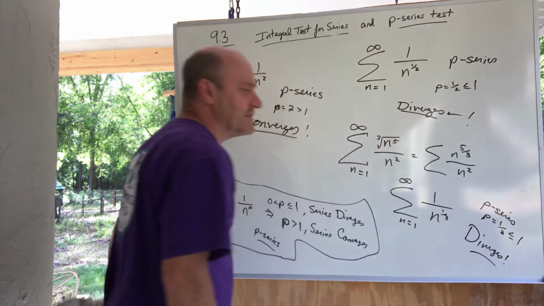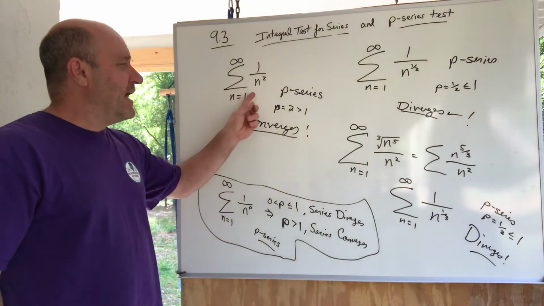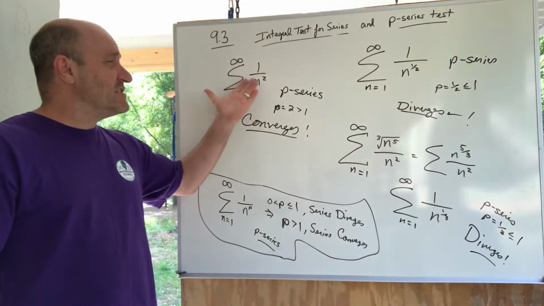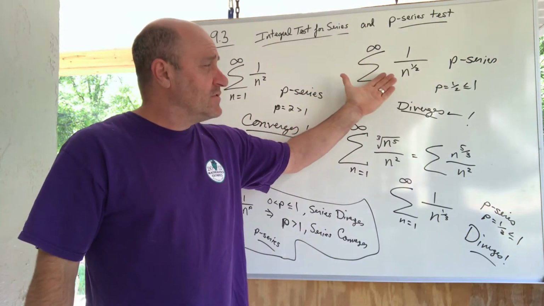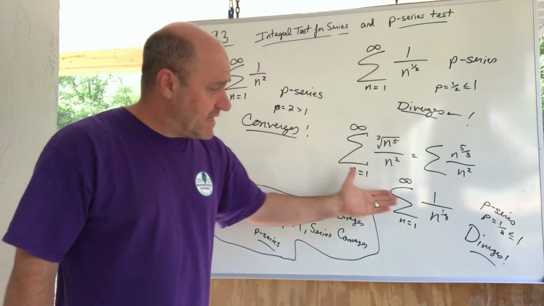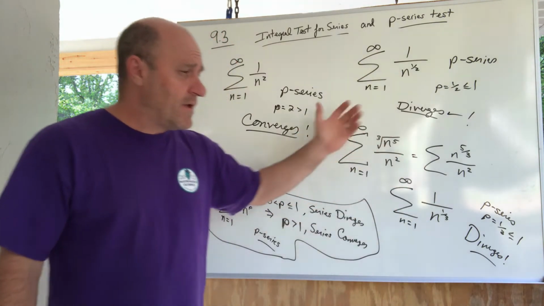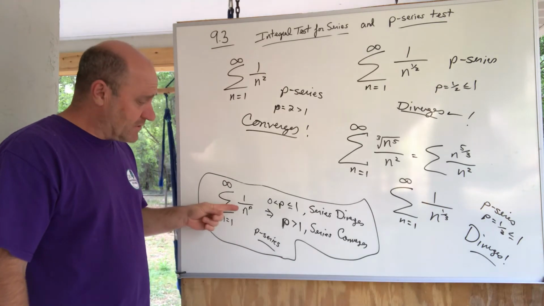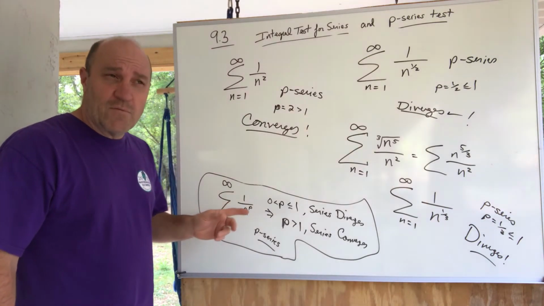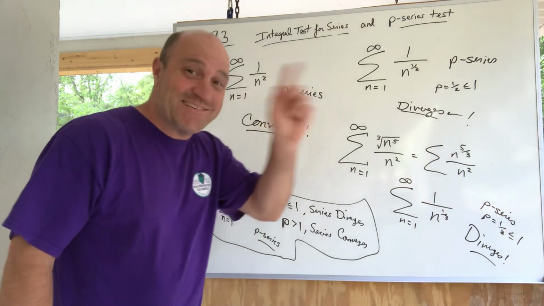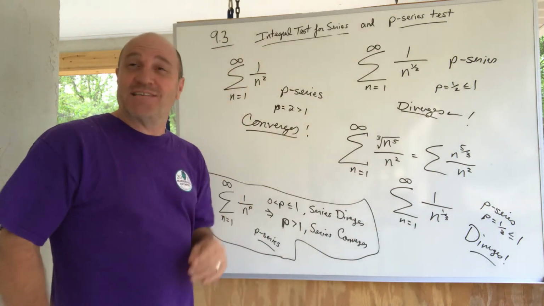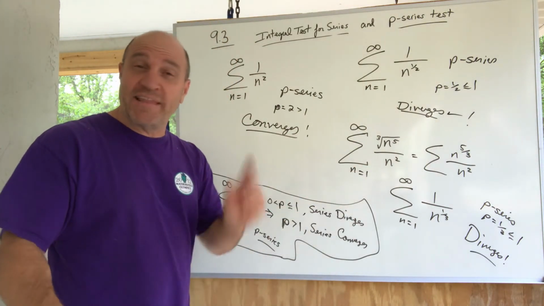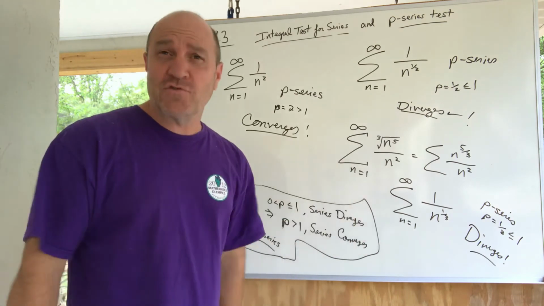What's interesting is the limit of these as n goes to infinity is 0. And we learned that when the limit is not 0, that's the nth term test that tells us it definitely diverges. And when the limit is 0, a lot of those converge.